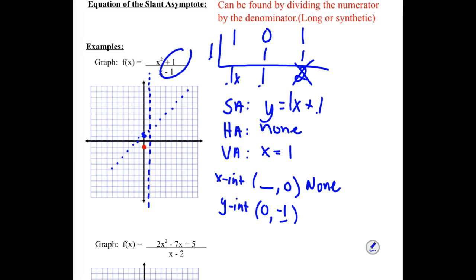All right, let's fill in a couple more points. Let's take something to the right of x being 1. Let's say 2. What do we get if we plug a 2 in? 2 squared is 4. 4 plus 1 is 5. Denominator, 2 minus 1 is 1. 5 divided by 1 is 5. So I have the point (2, 5).